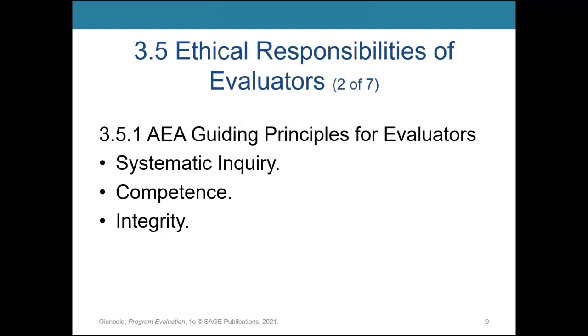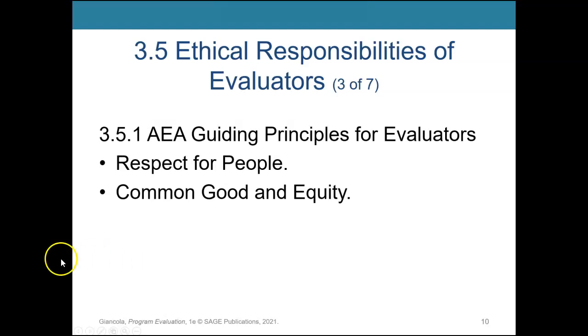They require competence, so the evaluator should be capable and skilled in the things that they're doing. They require integrity. Evaluators should conduct their work with honesty and transparency. They require respect for people, value and honor the dignity of persons and populations involved, take into account cultural contexts, for example. And lastly, common good and equity. The principle of common good and equity requires that evaluators make concerted efforts to make contributions to the good of all and the advancement of society that's equitable, fair, and just.